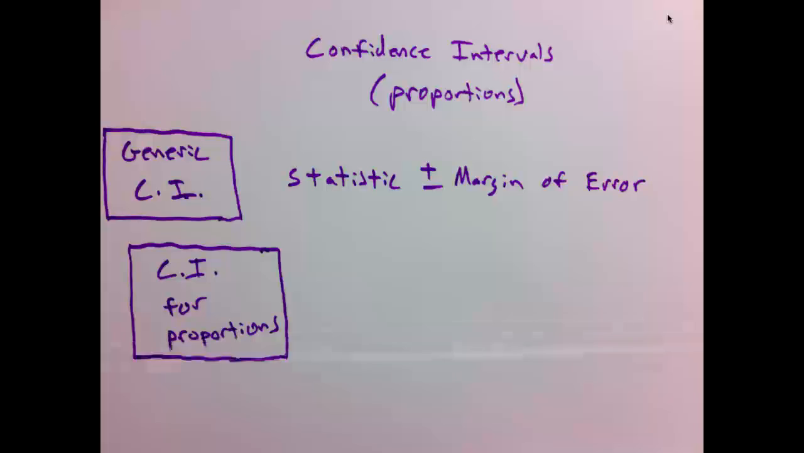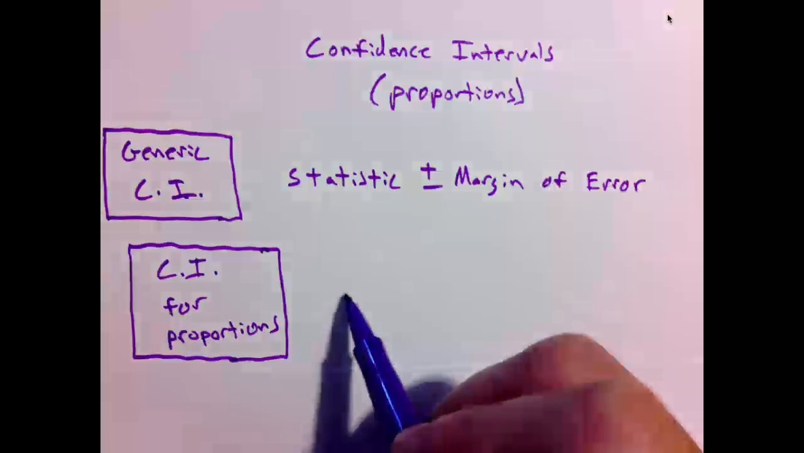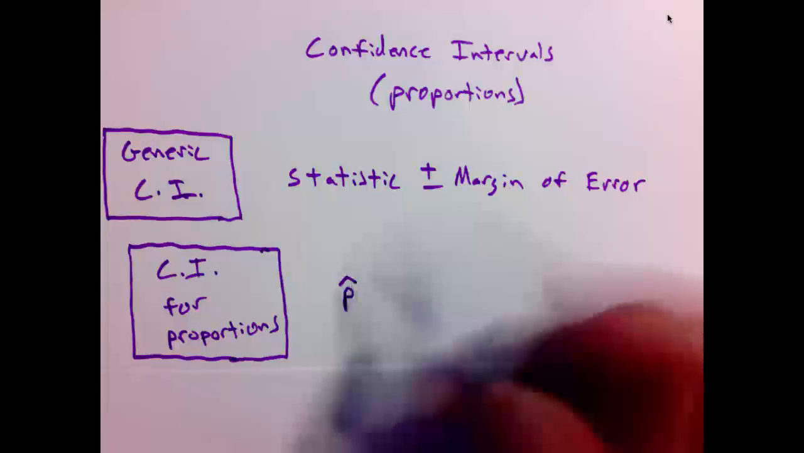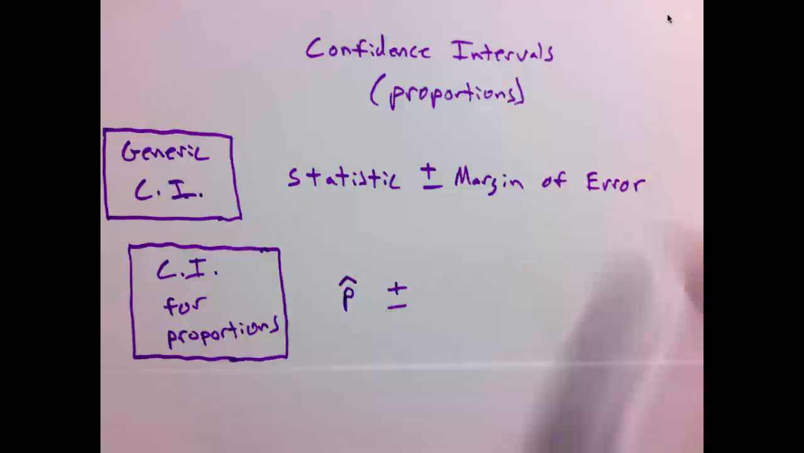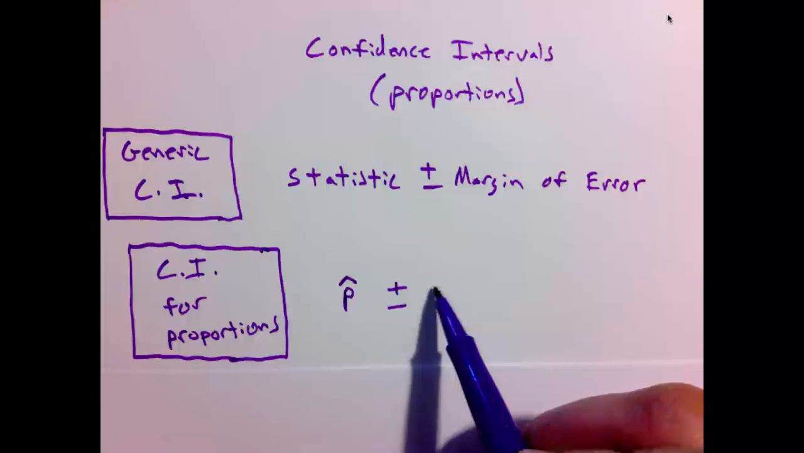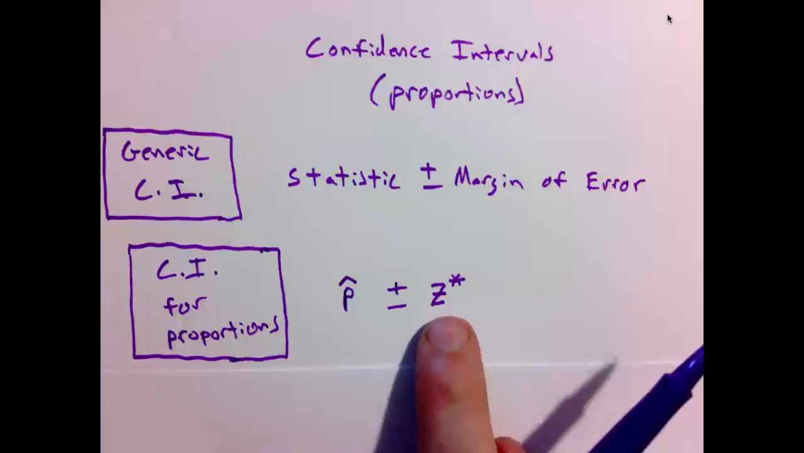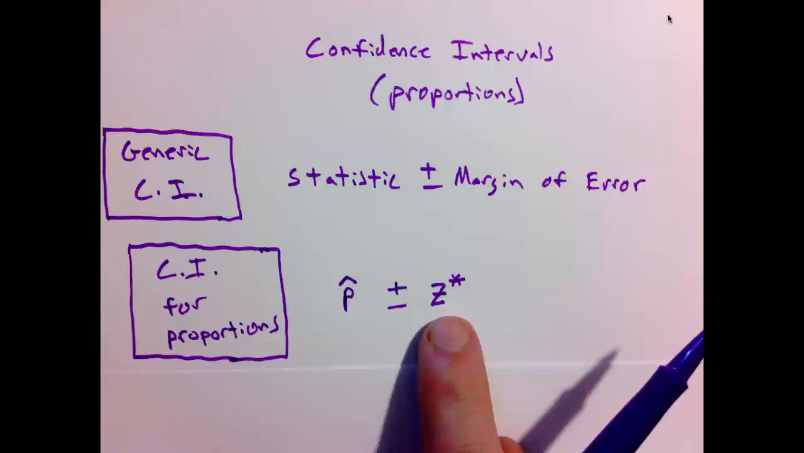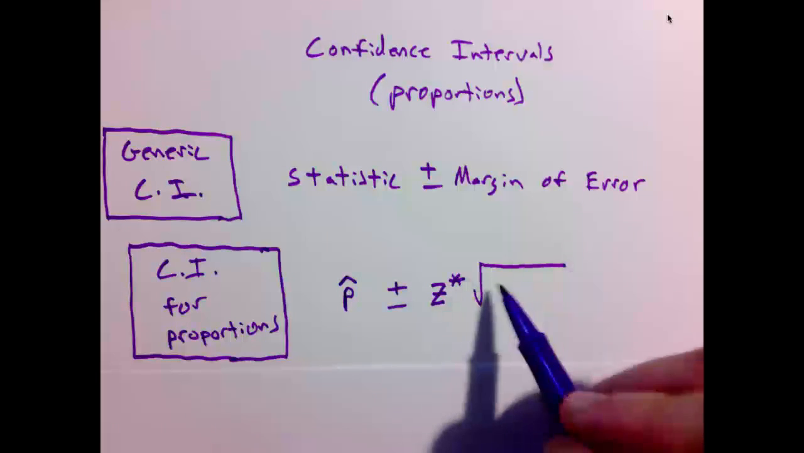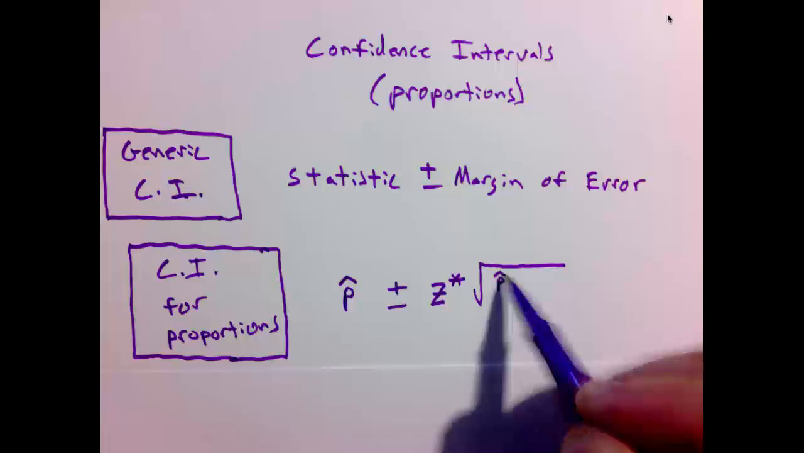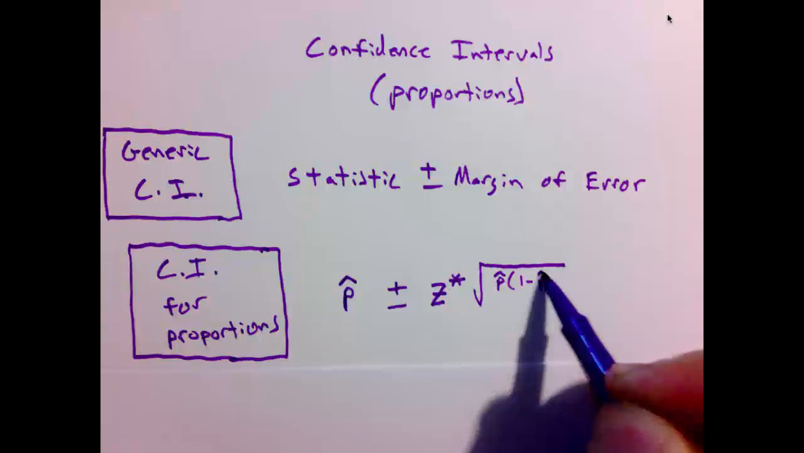Alright, so now we need the specific formula for confidence intervals for proportions. It looks like this. The statistic is p hat, our sample proportion, plus or minus the margin of error, which is going to have two components. One is called the critical value, and for the critical value we use Z star. This is simply a number of standard deviations, and we're going to multiply it by the standard deviation of our statistic, which is the square root of p hat times 1 minus p hat, divided by n.